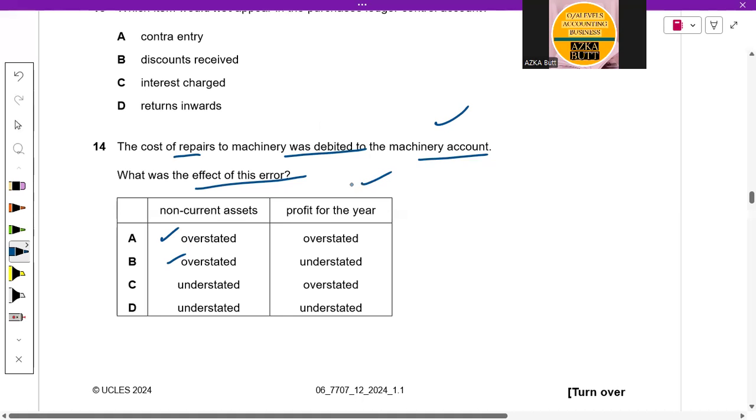And what about the profit for the year? So since the repair cost was not correctly recorded as an expense, expenses are understated, leading to an overstatement of the profit. So that's why option A would be the right option.